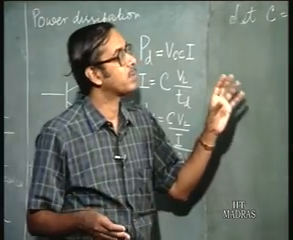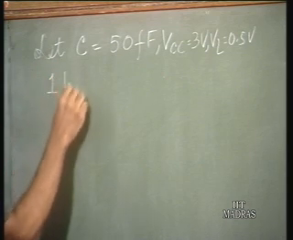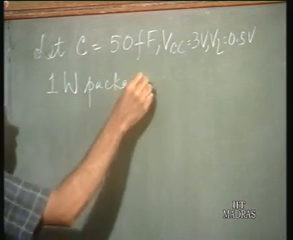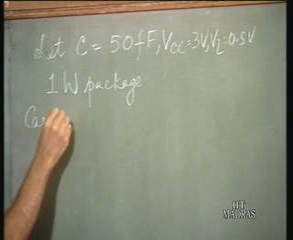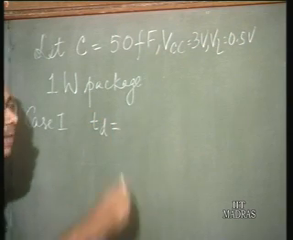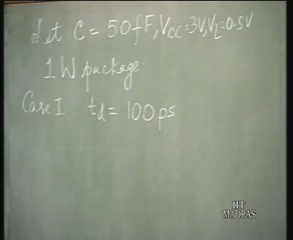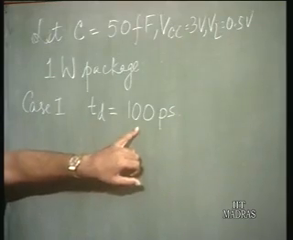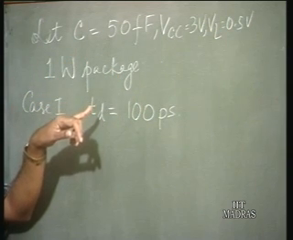So, suppose you are going to package this particular logic family in a 1 watt package, and suppose, in case 1, you want to operate it at a very high speed, that is, very low delays of, say, 100 picoseconds. So you want to operate the circuit at very high speeds. Now the question is, for this high speed of operation, how many gates can be accommodated in a 1 watt package? How do you do that?